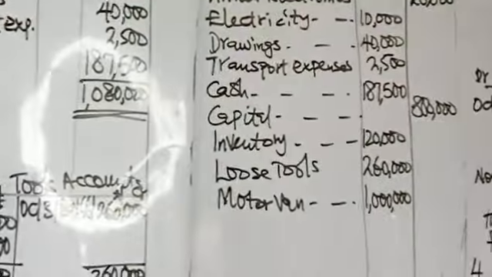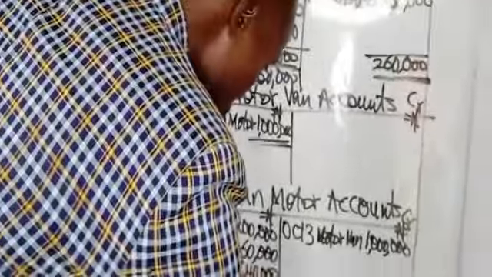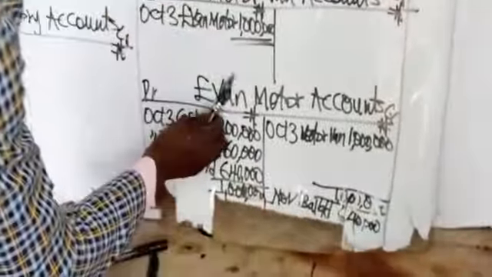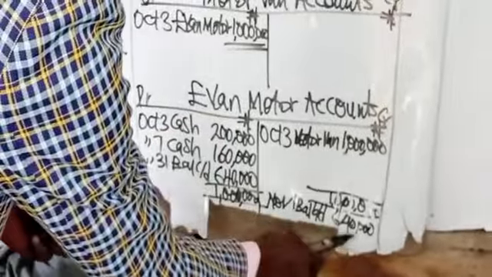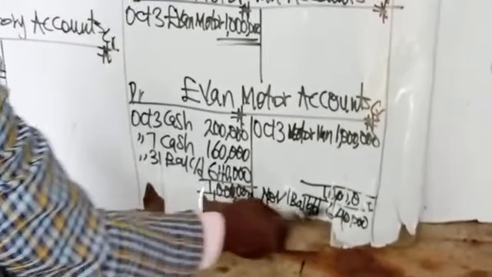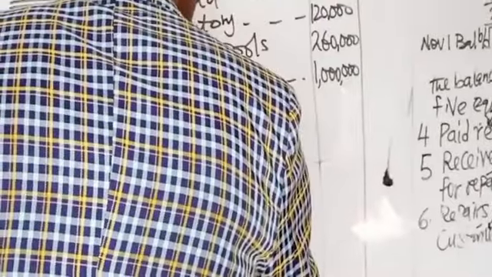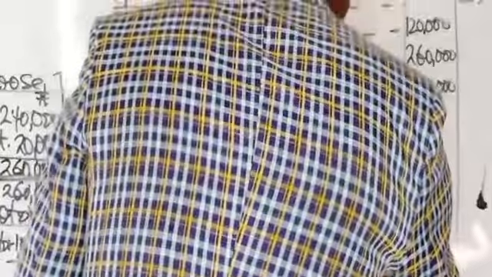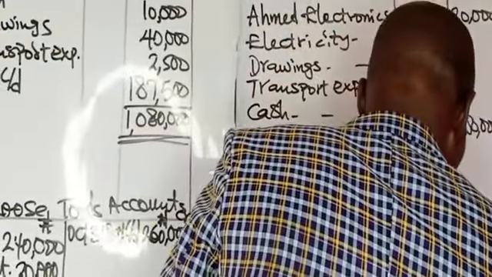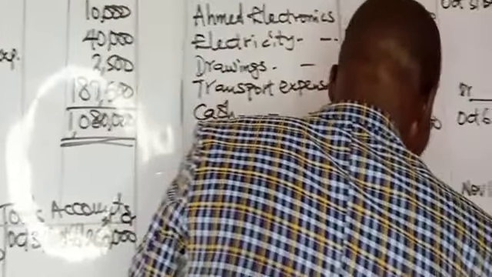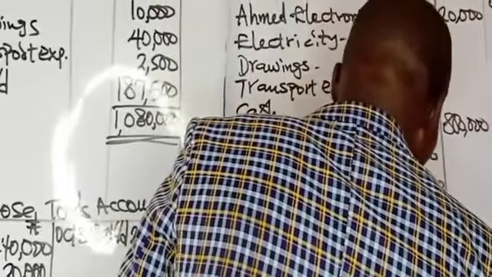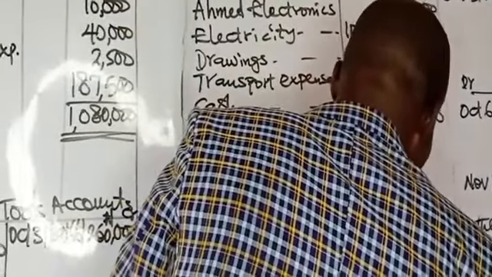Then we have Evans Motor, a credit balance of 640,000 naira. This 640,000 is what was brought down here. Credit balance of 640,000. Evans Motor, 640,000. So you now sum up the debit side and the credit side total.